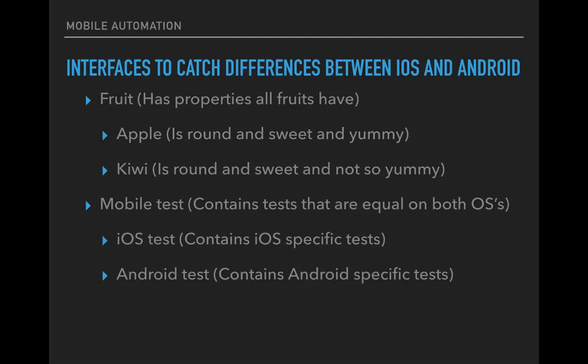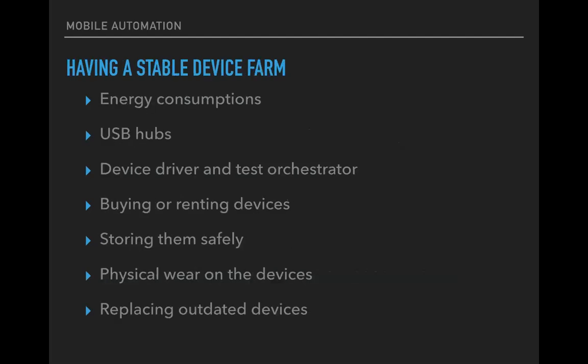Now, for your mobile test, you can also have that mobile test interface, which will have the test cases that are equal for both Android and iOS. Or you can have your implementation in iOS and your implementation in Android, where the differences will be implemented in those separate class files. So that's another way you can handle flakiness a little bit.